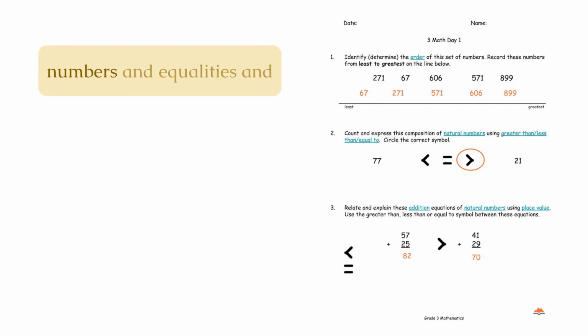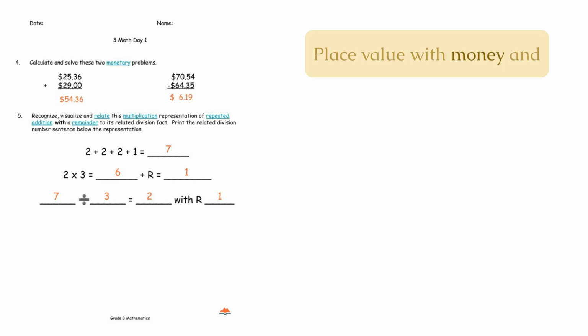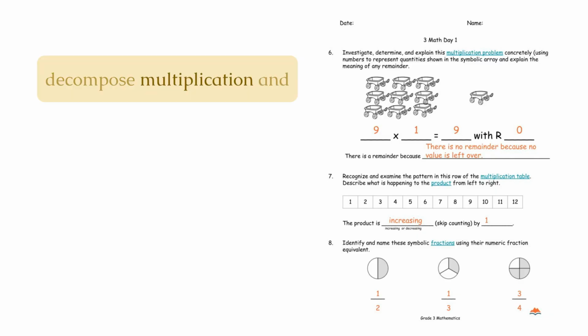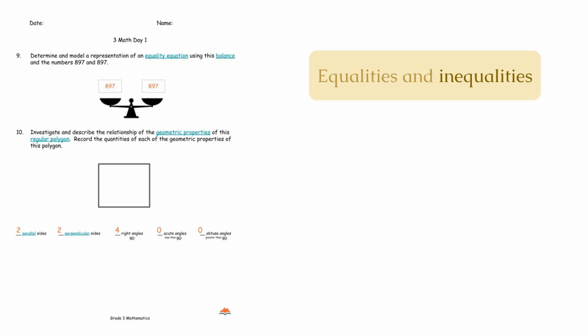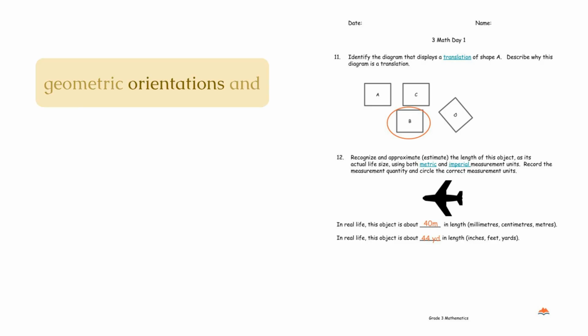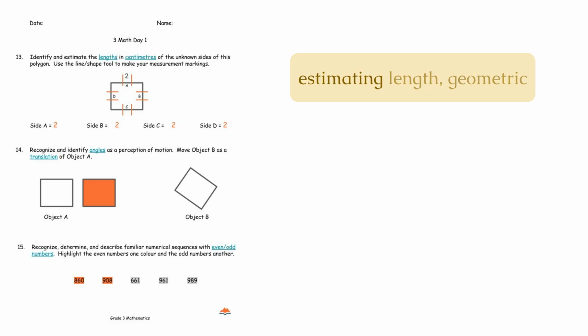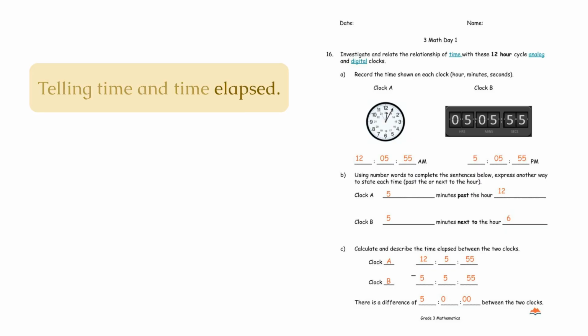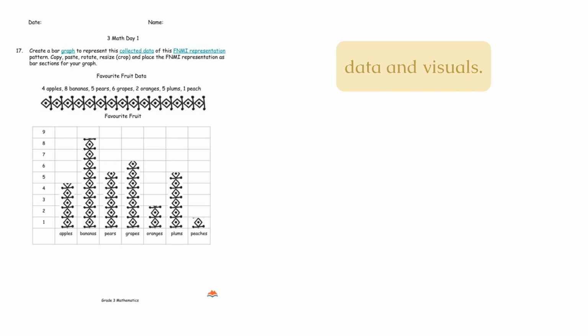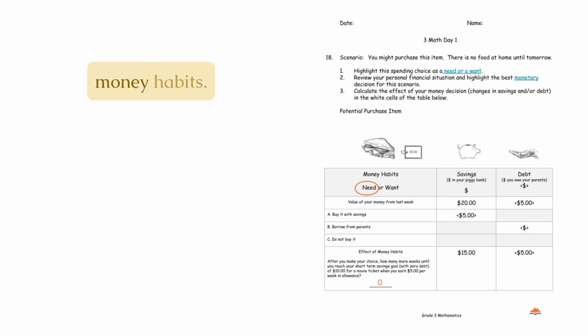Ordering and comparing numbers, and equalities and inequalities. Place value with money and multiplication and division compositions. Decompose multiplication and division, and identify unit fractions. Equalities and inequalities, and measuring attributes. Geometric orientations and measuring length. Estimating length, geometric properties such as angles, and comparing numbers. Telling time and time elapsed. Data and visuals. Financial mathematics with money habits.